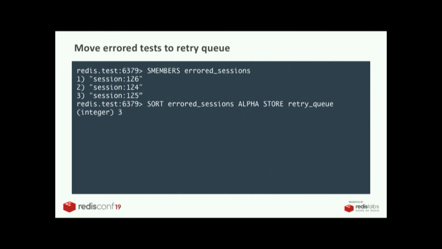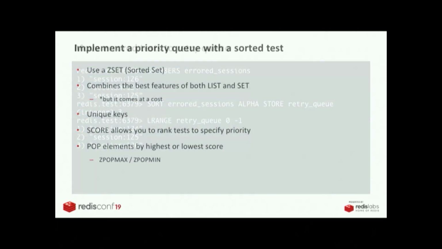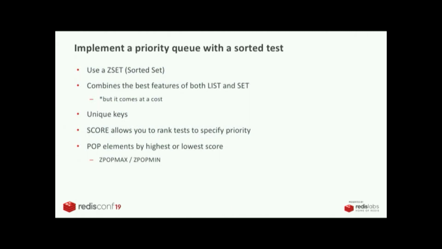The retry queue is going to look just like my requested test queue. I could actually push them back onto that same queue if I wanted to do that. But in this case, I want to do the retry queue out of phase. And then you can see that while at first the sessions in the errored sessions set are in random order, when they've been sorted, they're now in alphanumeric order in the retry queue or list. Okay, so that's pretty good.